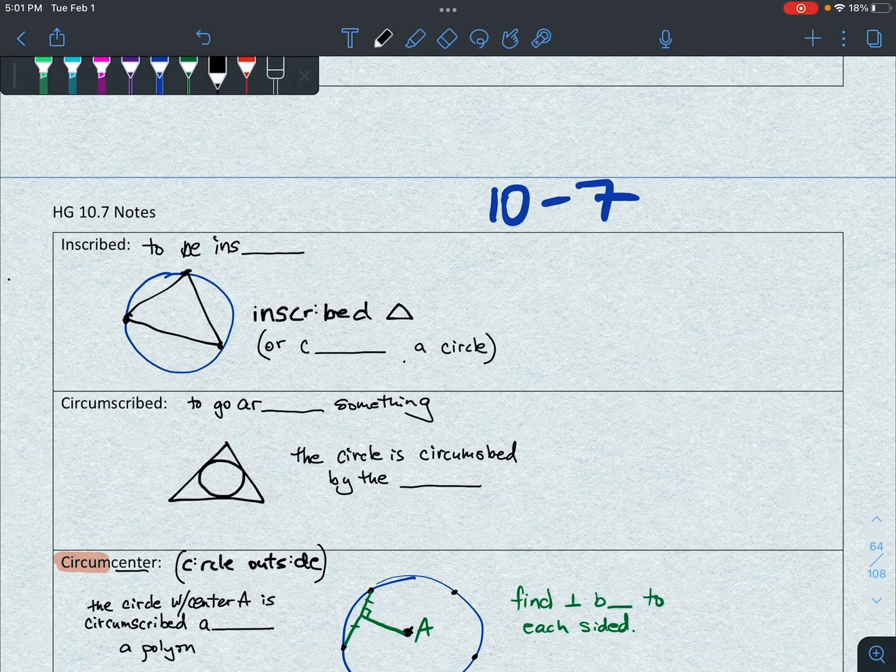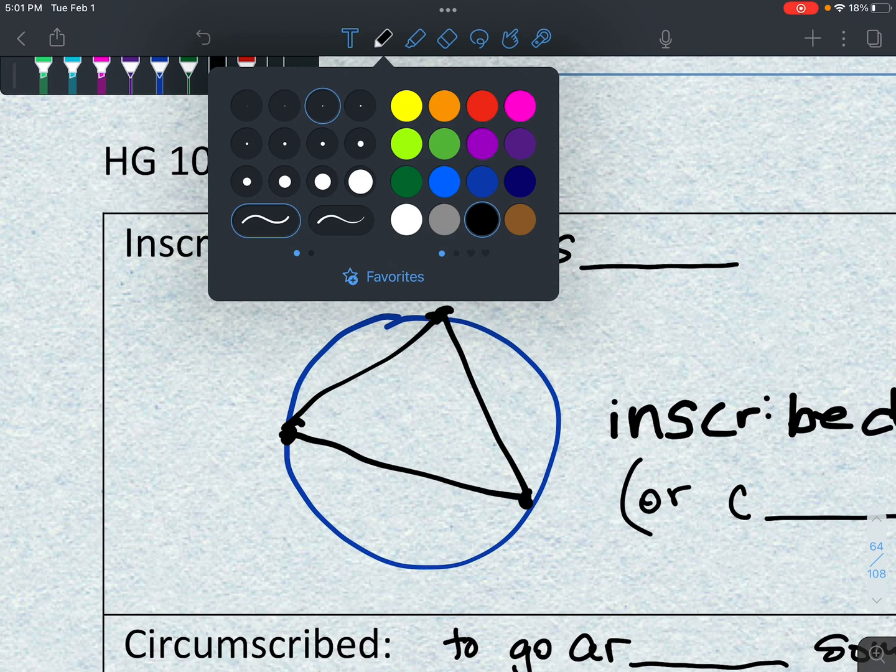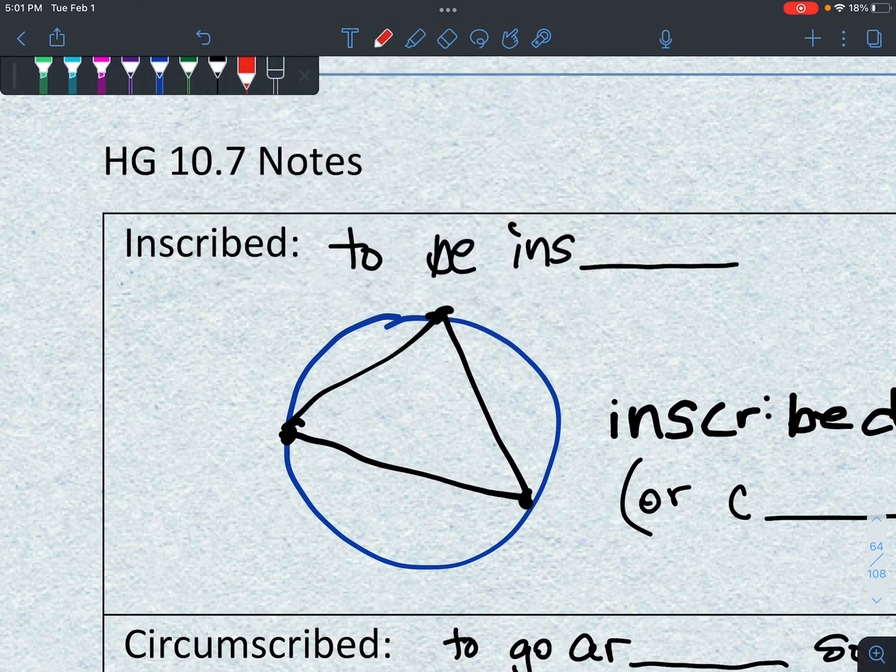All right, here we go. Lesson 10.7. This is regarding inscribed and circumscribed. So here we go. Fancy terminology. First one, inscribed. What does it mean to be inscribed?